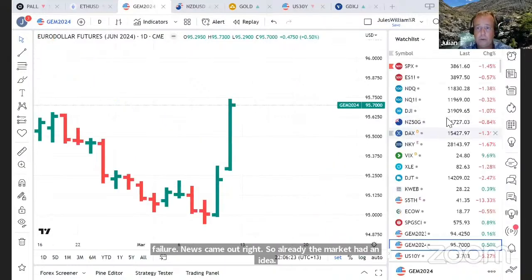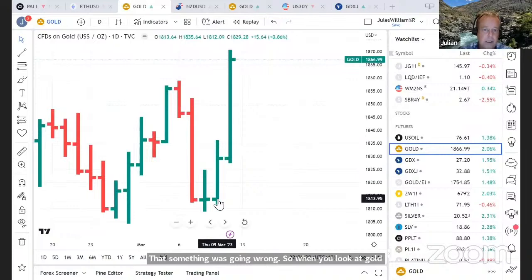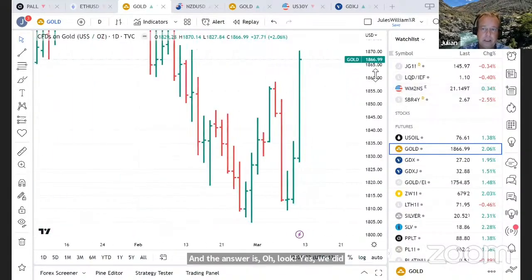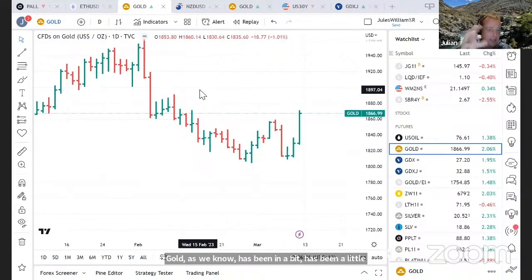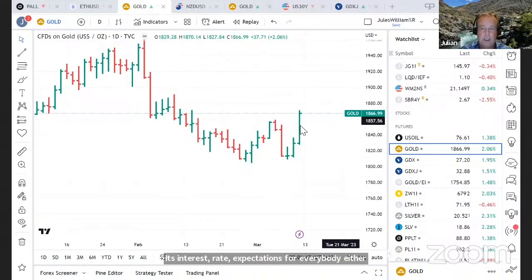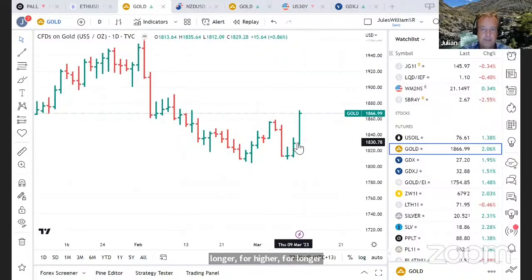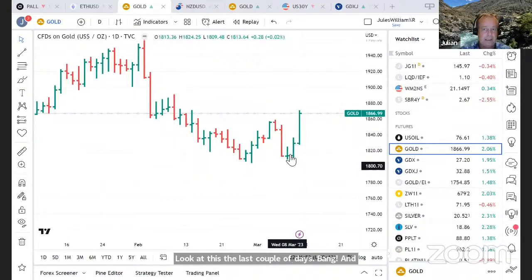So when you look at gold, did we have that exact same thing happening in the gold market? And the answer is, oh look, yes, we did. Gold, as we know, has been a little bit all over the place recently, but quite frankly, as the Fed is readjusting its interest rate expectations for everybody, i.e. higher for longer, gold has suffered a little bit over the last month or so. And then here we go. Look at this, the last couple of days, bang, and then bang with gold. Up it goes. A lot happened on Friday, but did it move before?